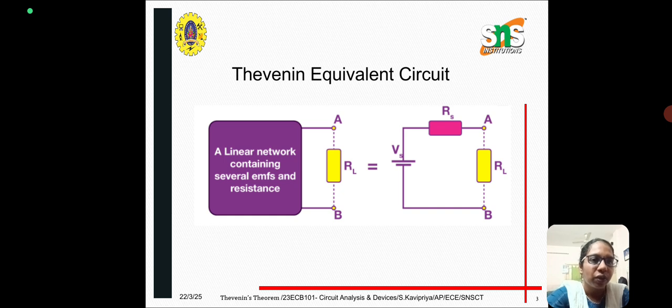Any linear network which has several sources and resistances can be converted to a much simpler network which consists of a voltage source in series with a resistance. So this voltage source is VTH or VOC, and the equivalent resistance is RTH. VTH is the Thevenin's voltage and RTH is the Thevenin's resistance. VOC is the open circuit voltage.